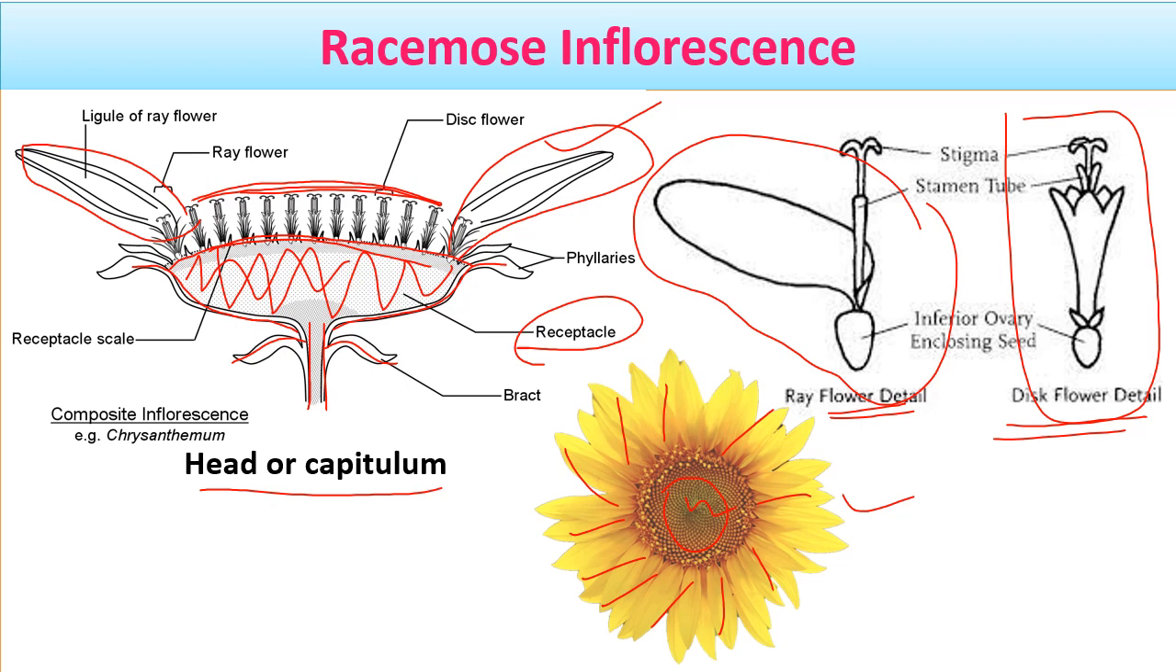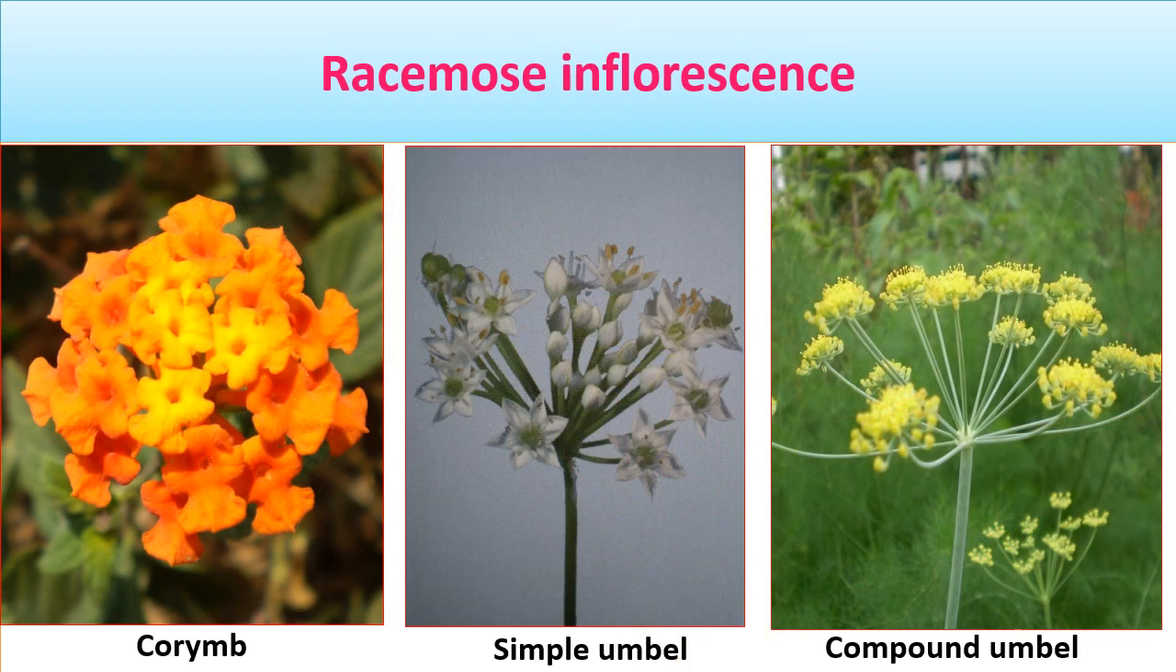So here you can see old flowers are here and young flowers are at the center, and this is a centripetal arrangement. This is an example of head or capitulum type of inflorescence. We see that in the family Asteraceae. Now a few examples are given here under the racemose inflorescence.